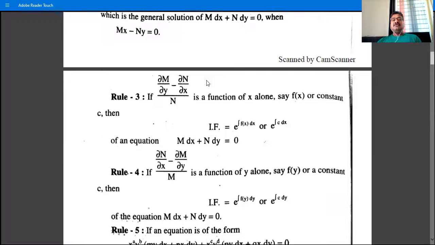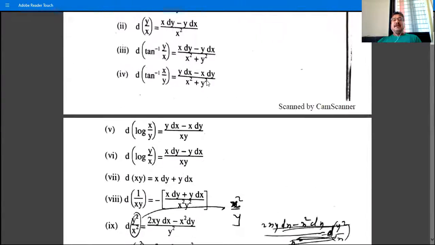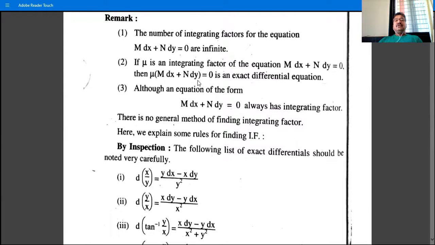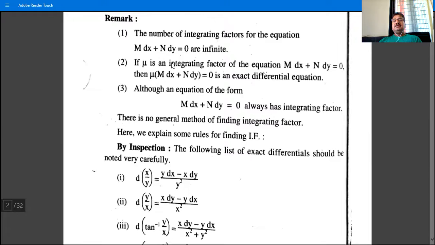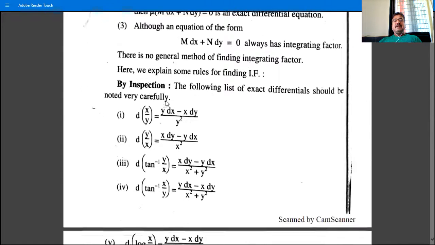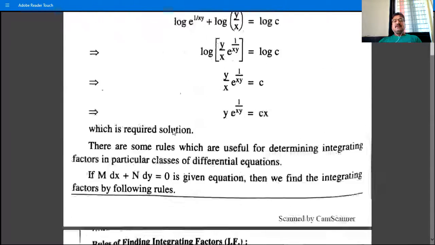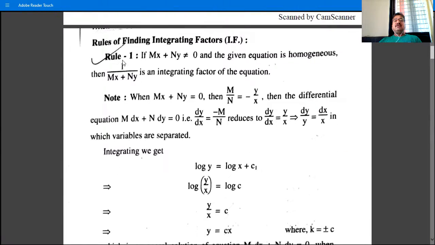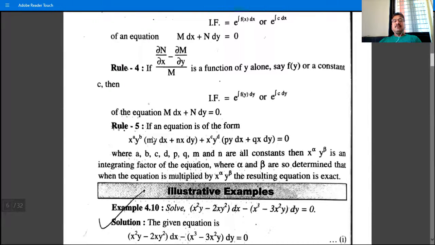And how can we reduce the given differential equation to an exact differential equation? By multiplying by the integrating factor. Suppose mu is the integrating factor of the differential equation M dx plus N dy is equal to 0, then multiplying by mu gives an exact differential equation. How can we find the integrating factor? There are 6 methods. One is the inspection method, and the remaining 5 methods depend on these 5 rules: rule number 1, rule number 2, rule number 3, rule number 4, and rule number 5.